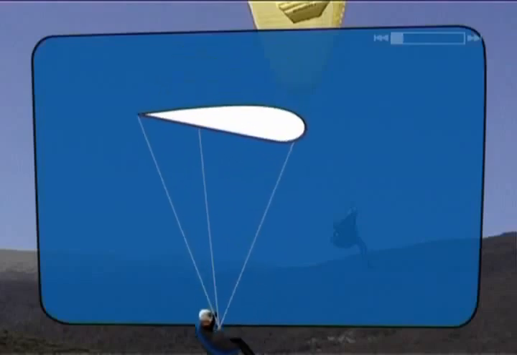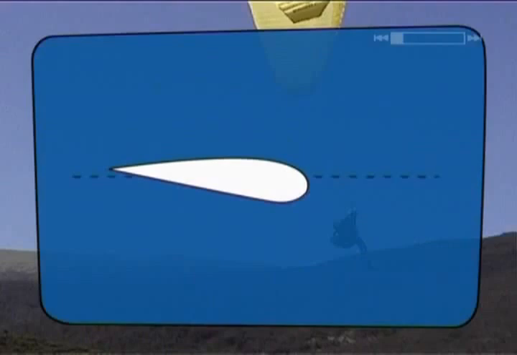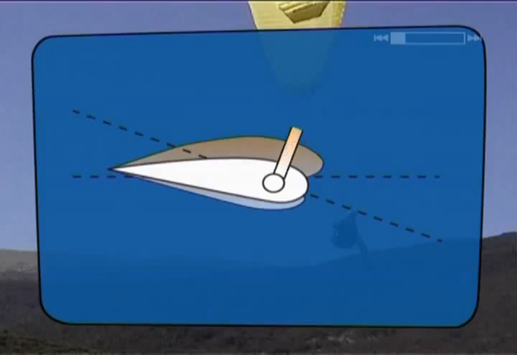Let's start with a simplified model of the low and high pressure zones, lift. This force acts upon a point known as the center of pressure. This point is merely an average of the lift forces acting upon the paraglider.